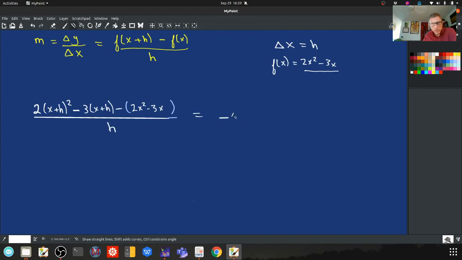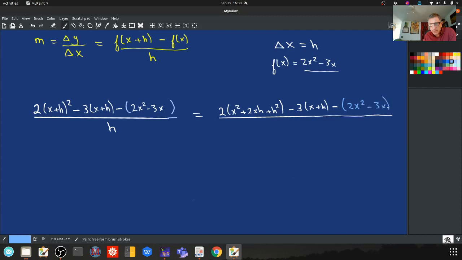What we will use is our knowledge of some formulas for squaring. So x plus h squared is x squared plus 2xh plus h squared, minus 3 times x plus h, minus, in parentheses, 2x squared minus 3x, and all of this is going to be over h.